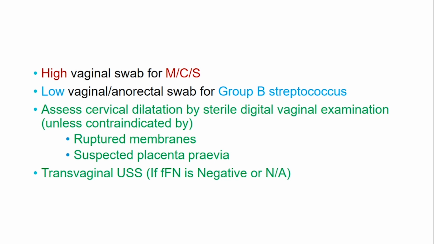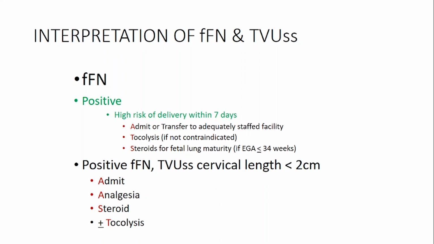So, two conditions that will make sterile digital vaginal examination not applicable in this case of a patient are rupture of fetal membrane or suspected case of placenta previa. Transvaginal ultrasound also can be done when fetal fibronectin is negative or not available. How do we interpret the result of fetal fibronectin or transvaginal ultrasound?